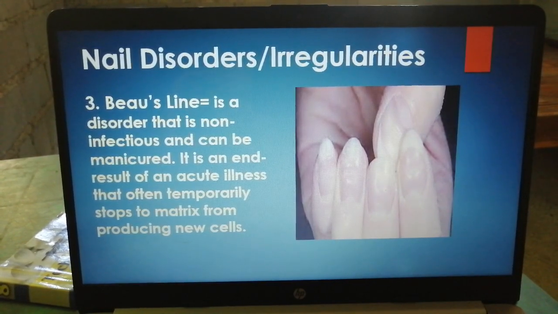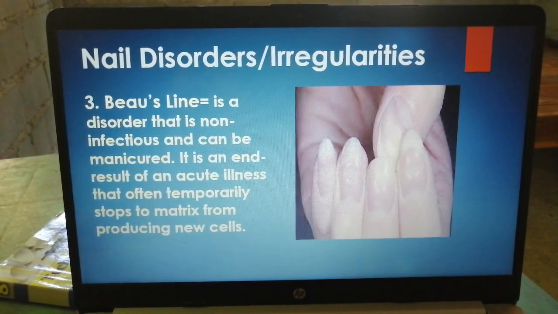Then next is Beau's line. Beau's line is a disorder that is non-infectious and can be manicured. It is an end result of an acute illness that often temporarily stops the matrix from producing new cells.